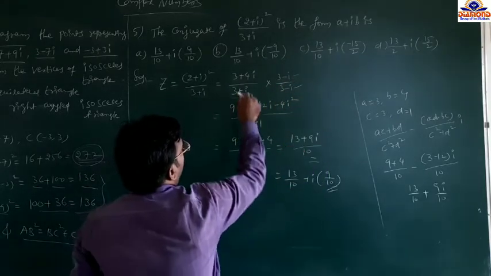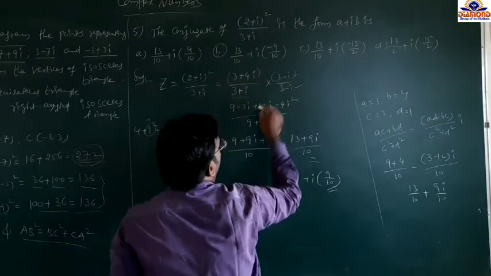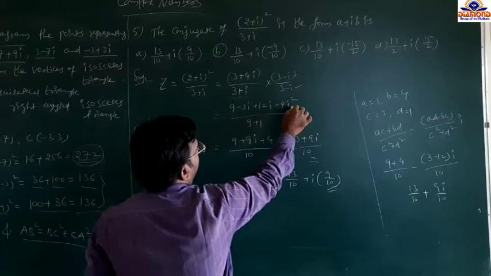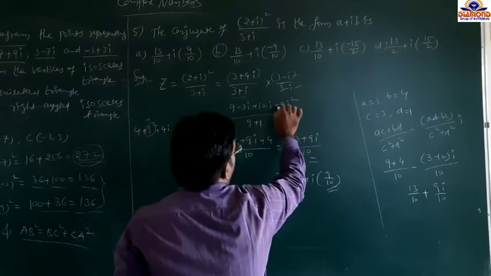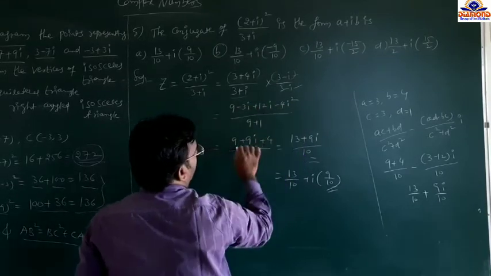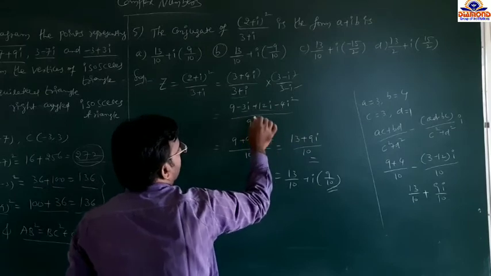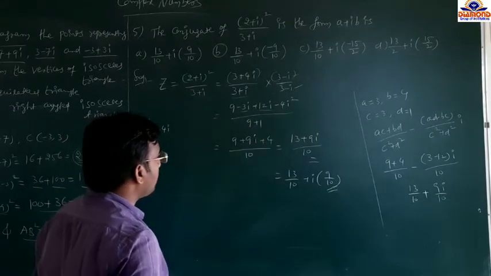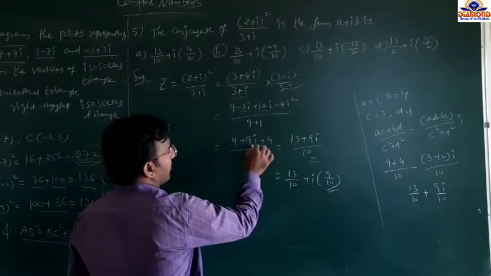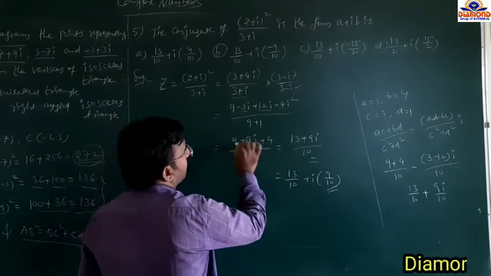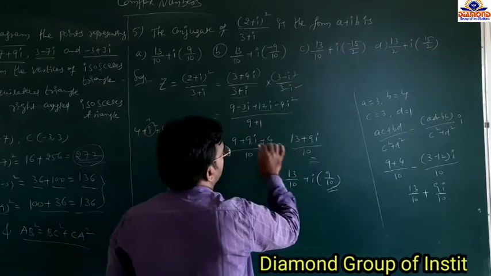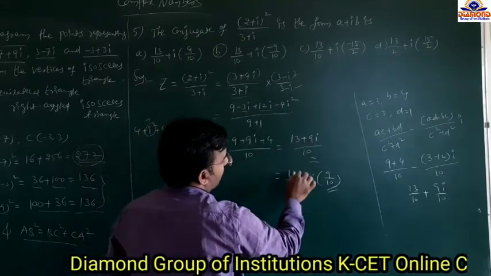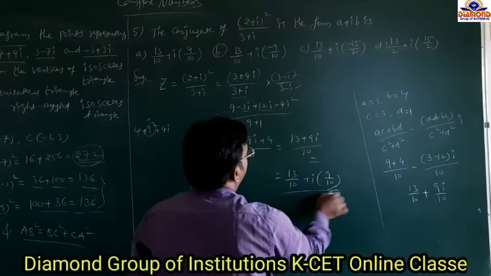Multiply and simplify: 3 plus 4i into 3 minus i is nothing but 9 minus 3i plus 12i minus 4i square. I square value is minus 1, so that's why this is plus 4. 9 plus 4, and 12 minus 3 is 9, so 9i, all by 10. So what you get here: 9 plus 4 is 13 by 10, next 9i by 10. So clearly if you write in a plus ib, it is 13 by 10 plus i of 9 by 10.